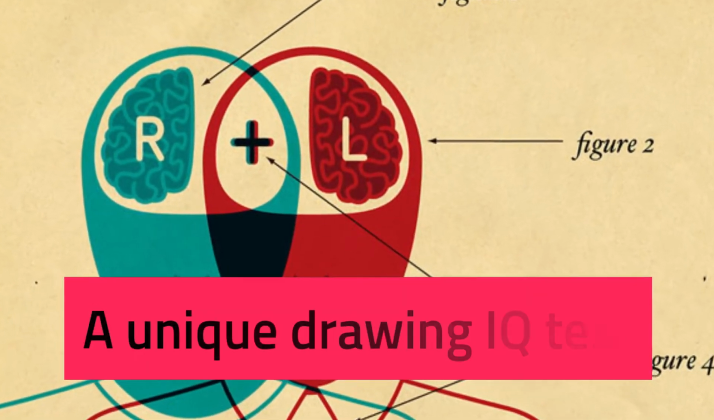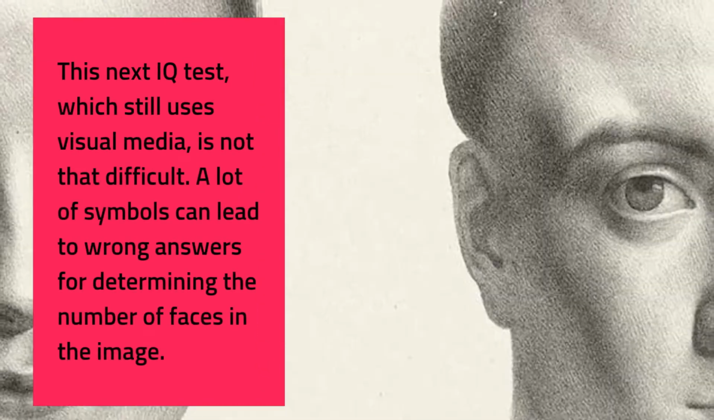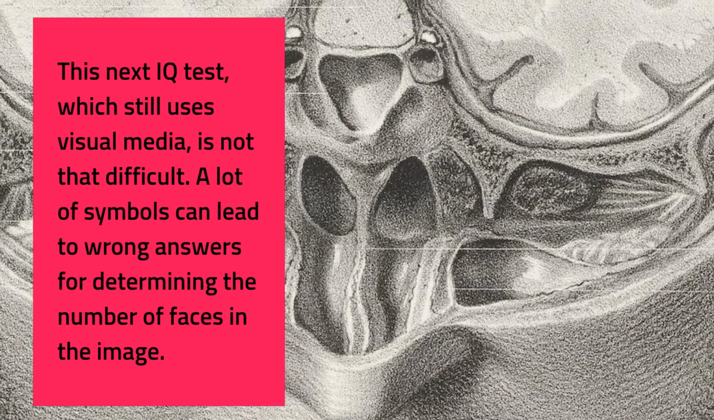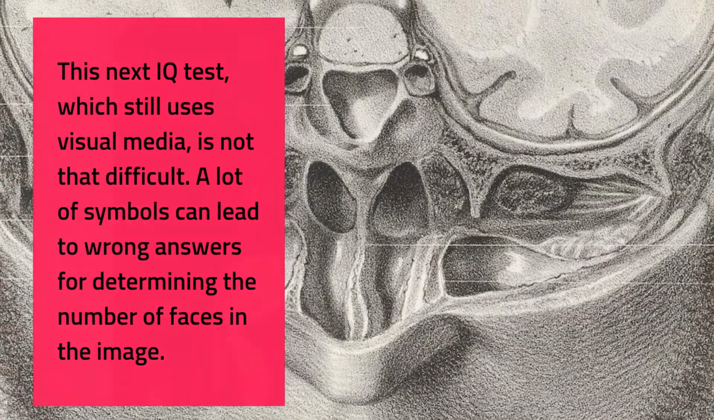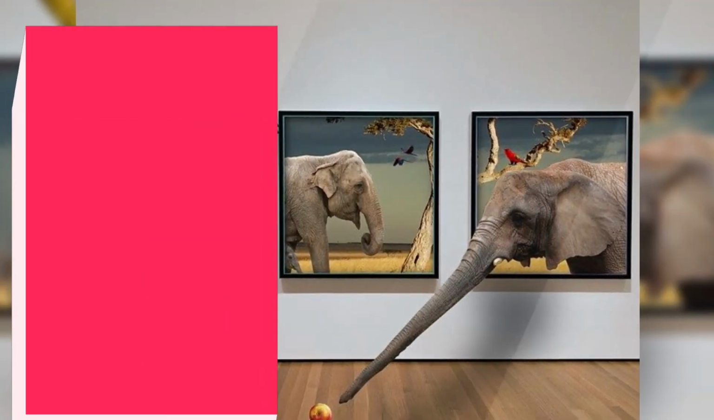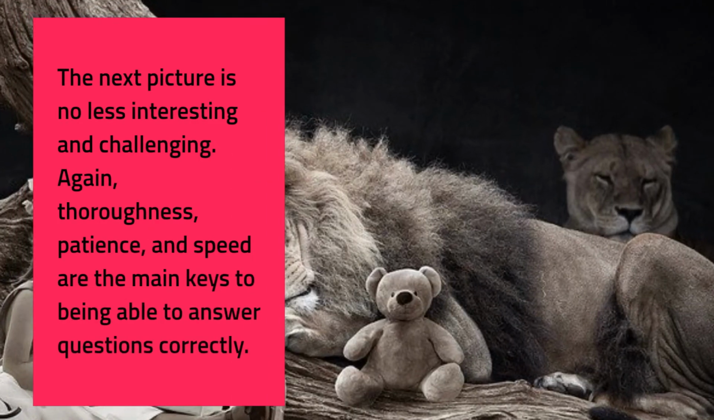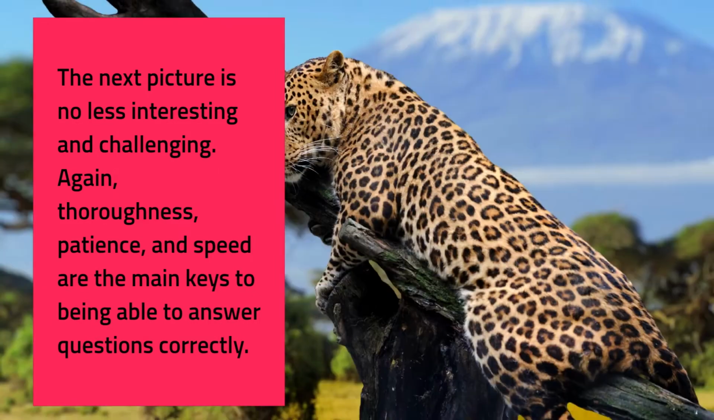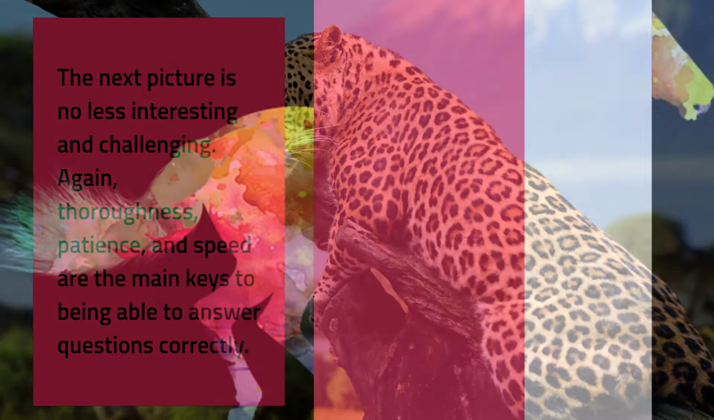A unique drawing IQ test. This next IQ test, which still uses visual media, is not that difficult. A lot of symbols can lead to wrong answers for determining the number of faces in the image. Animal picture IQ test. The next picture is no less interesting and challenging. Again, thoroughness, patience, and speed are the main keys to being able to answer questions correctly.